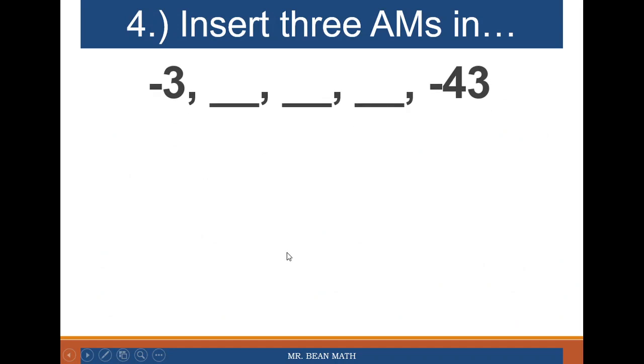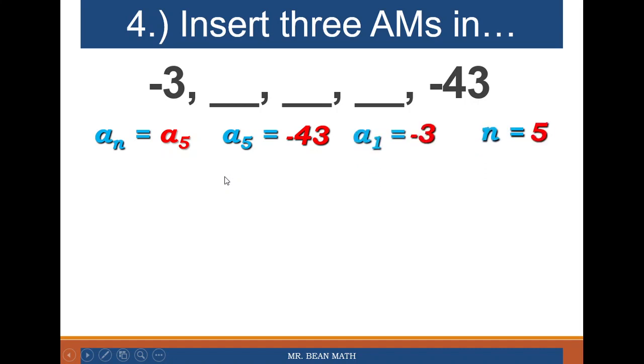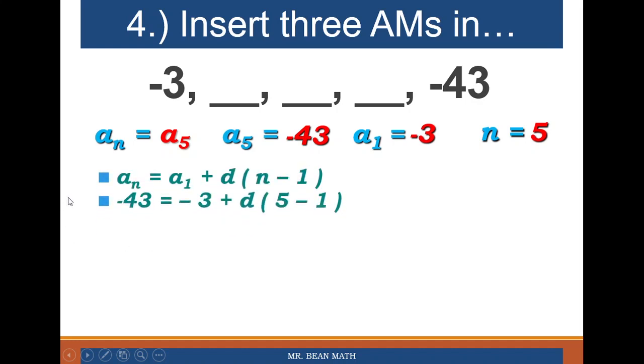Number 4, insert 3 AMs between negative 3 and negative 43, so we have 5 numbers in the arithmetic sequence. Thus, a sub n equals a sub 5, a sub 5 equals negative 43, a sub 1 equals negative 3, and n equals 5. Using the formula to solve d, negative 43 equals negative 3 plus d times 5 minus 1.